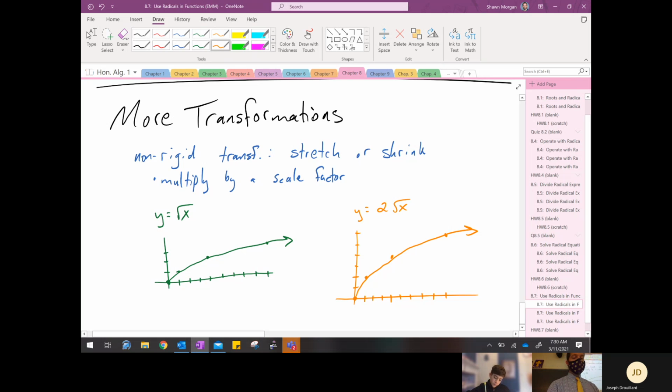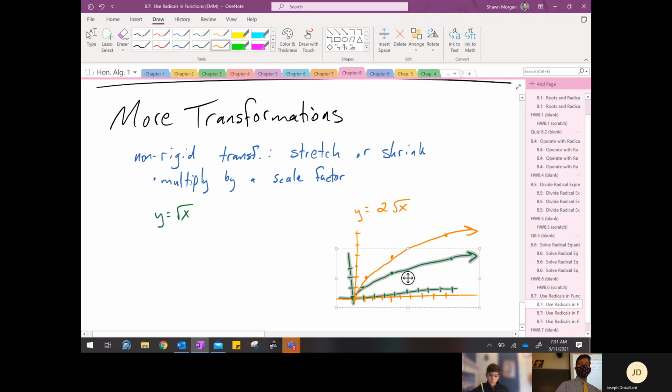If I were to superimpose this green one, I think I did a decent enough job of making my tick marks match. Yeah, that doesn't look too bad. If I were to superimpose the green one and the orange one together, how would you describe the orange one? Use simple words. It's higher up. It's taller. It's bigger, right? By a factor of 2.